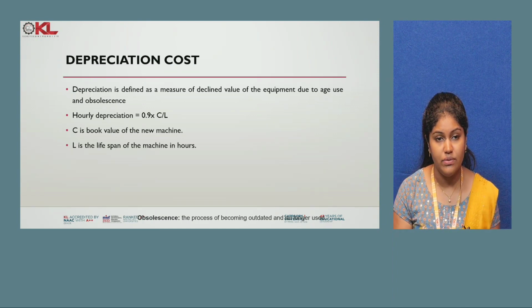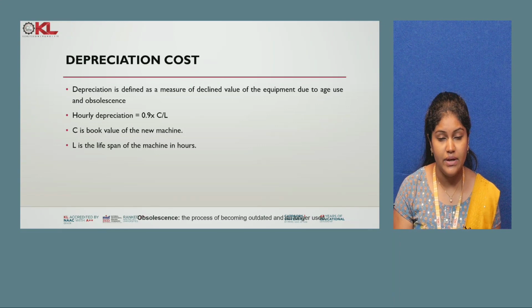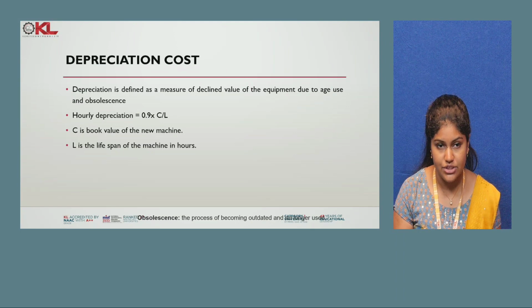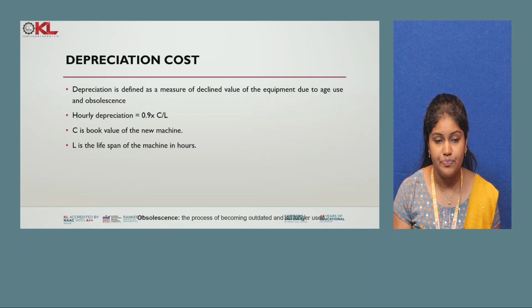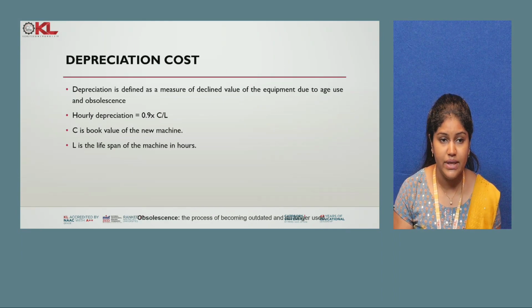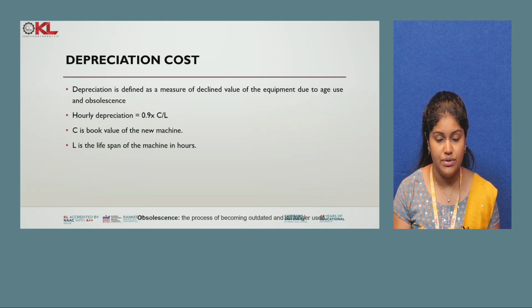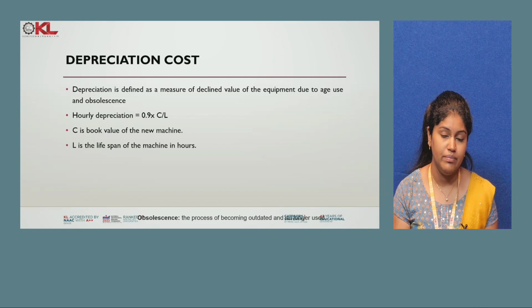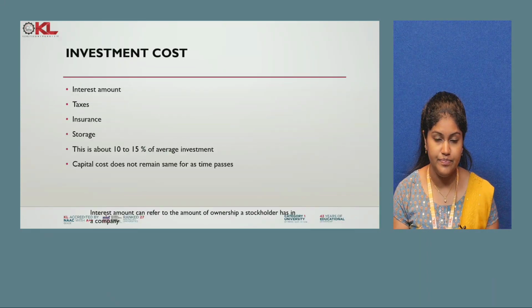Hourly depreciation is equal to 0.9 × C / L. C is the book value of the new machine and L is the lifespan of the machine in hours. So based on this, we have to calculate the hourly depreciation. The book value is the value of that new machine we purchased. That is C. L is the lifespan of the machine in hours. So 0.9 × C / L will give the hourly depreciation. Depreciation means a decline in value of the equipment due to the age, use and obsolescence.